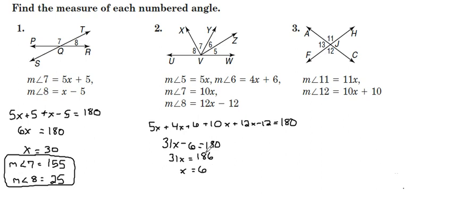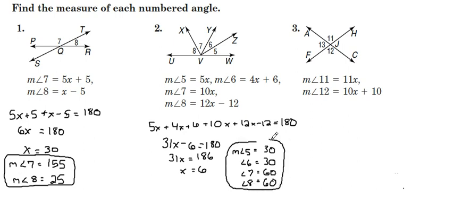Now, that is not our final answer. We need to take this 6 and plug it back into each of the angles to find their measure. Measure of angle 5, angle 6, angle 7, angle 8. Okay, going back to 5, we have to take 5 times 6, and that gives us 30 degrees. For measure of angle 6, we have 6 times 4, which is 24, plus 6 gives us another 30 degrees for angle 6. For number 7, 10 times the 6 is 60. And for number 8, 12 times 6 minus 12, it gives us 60. And those are our 4 angle measures for number 2.